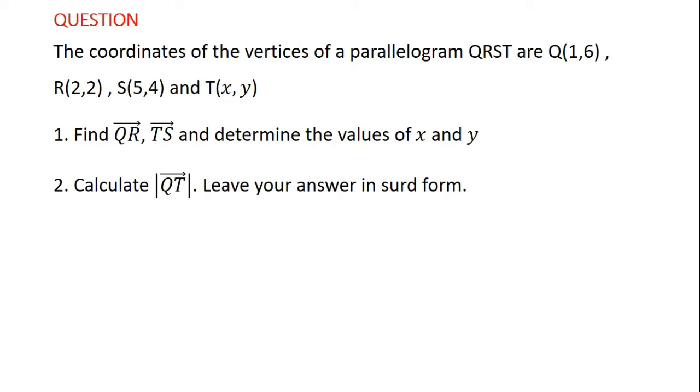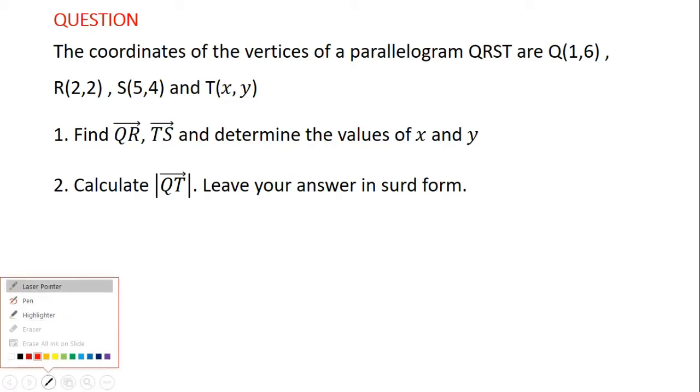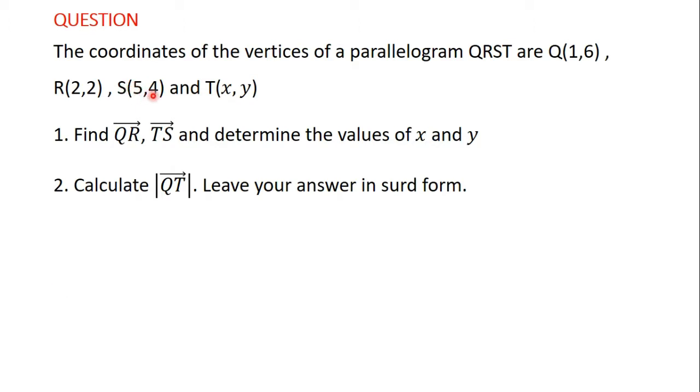The coordinates of the vertices of a parallelogram QRST are Q(1, 6), R(2, 2), S(5, 4), and T(x, y). Find vector QR, vector TS, and determine the values of x and y. Calculate the magnitude of vector QT. Leave your answer in surd form.